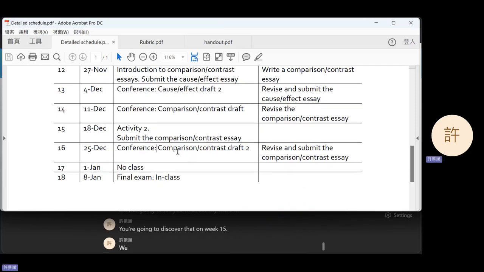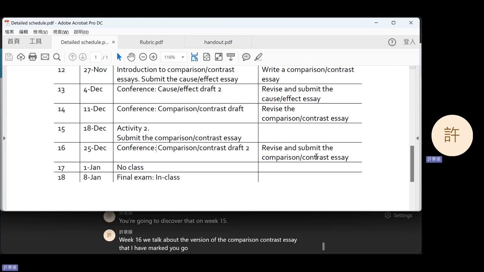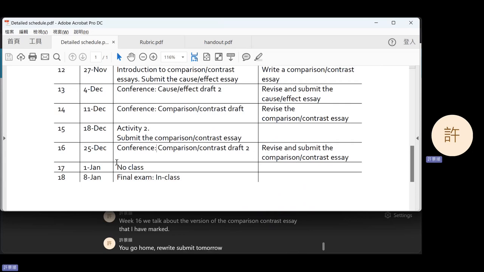Week 16, we talk about the version of the comparison contrast essay that I have marked. You go home, rewrite, submit to Moodle, I give you a grade. Week 17, January 1st, no class. Week 18, final exam. That's it. You have questions about the schedule?